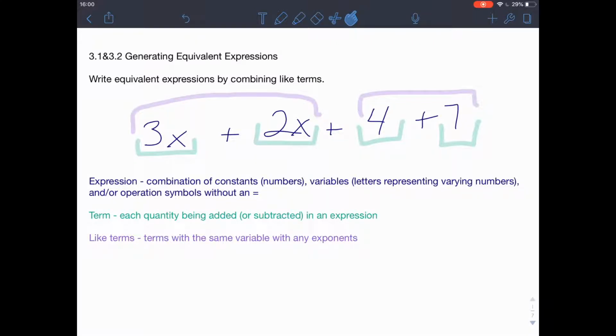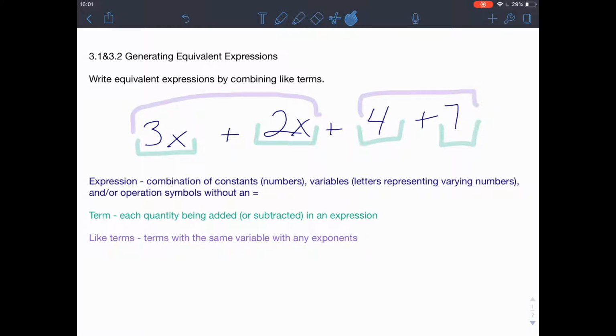Hello everyone and welcome to 7th grade Math Module 3, Expressions and Equations. In this video we're looking at lessons 3.1 and 3.2, Generating Equivalent Expressions. Our learning goal is to make sure we can write equivalent expressions by combining like terms.